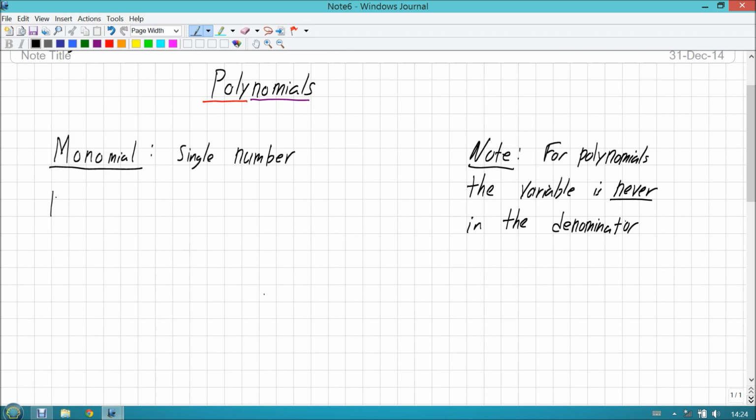What do you think binomial means? Well, let's think of some other things that start with bi, like bicycle. Bicycle is a device that uses two wheels. So a binomial would probably mean two numbers. So bi means two, nomial means number, so this would be two numbers.